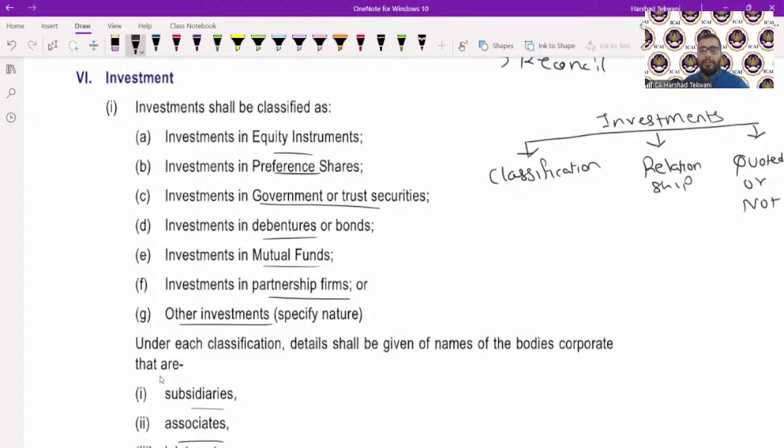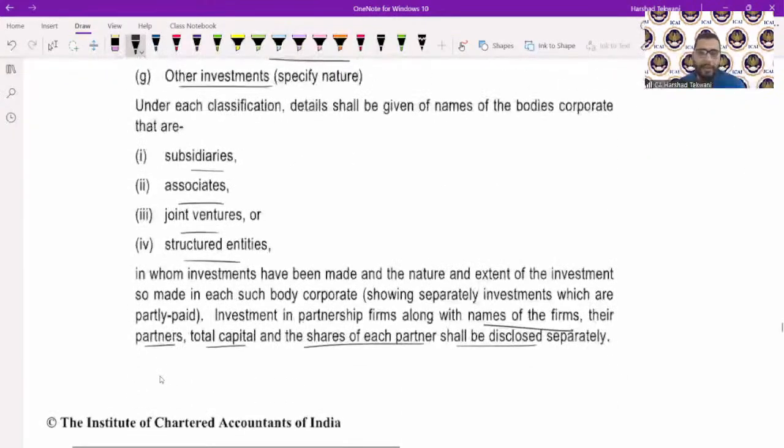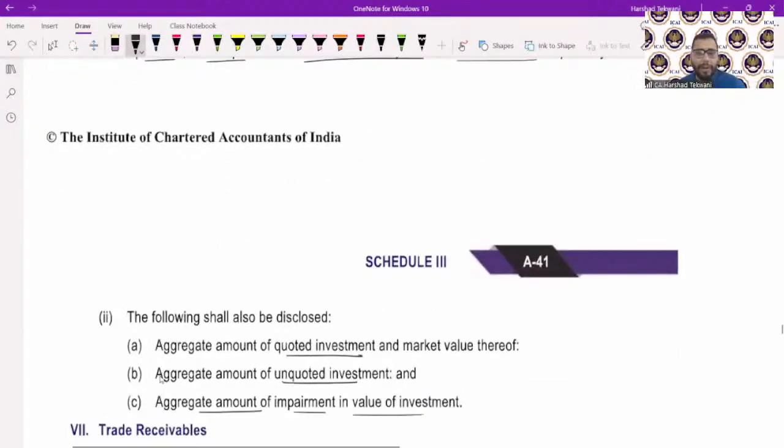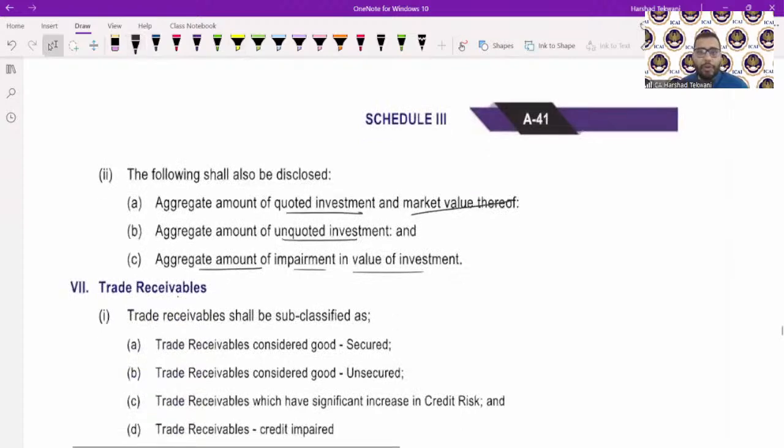First, you need to do classification: equity, preference, government securities and debentures, mutual fund, partnership firm. Number 2, relationship with the entity where you have invested. Number 3, whether quoted at market value, then quoted investment and market value thereof, unquoted investment, and whether there is an impairment, then total amount of impairment. Clear? Let me show you one example.